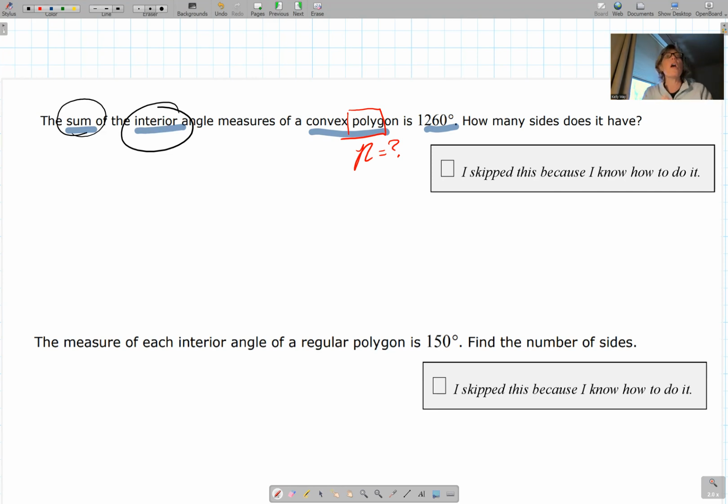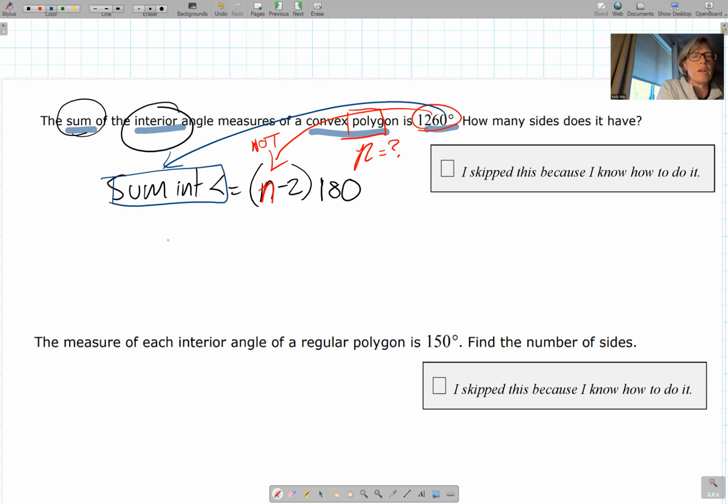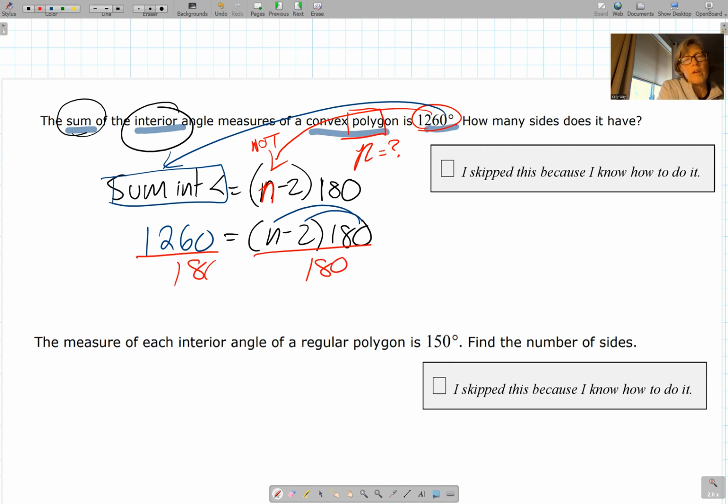So you have the sum of interior angles: sides minus 2 times 180. Sum of interior angles, n minus 2 times 180. You do not know the n, so this number does not go there. It goes over here because that's what it is, the sum of the interior angles. Two ways you could do this. You could either distribute the 180 or you can divide the 180 out completely. I'm going to do that.